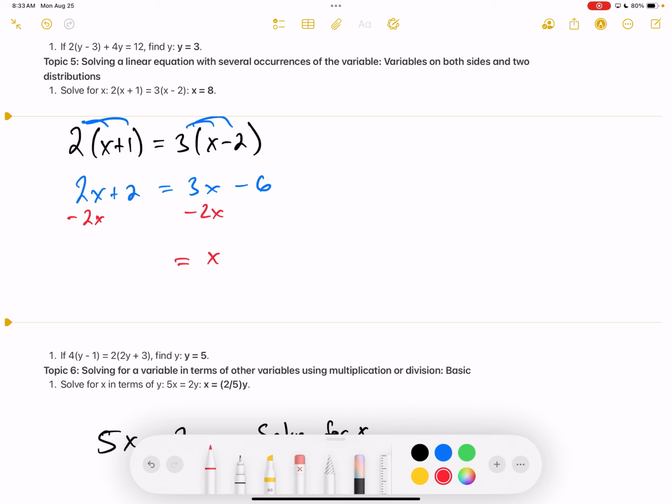And y'all are in college algebra, so I'm going to do 2 steps at once here. I got my x's on the right side, so get everything without the x on the left side. So I'm going to add 6 to both sides. So x is 8.